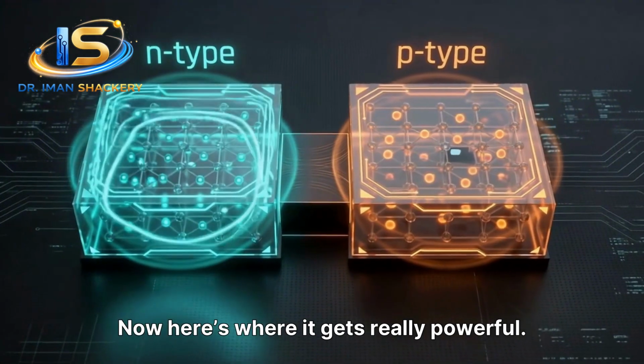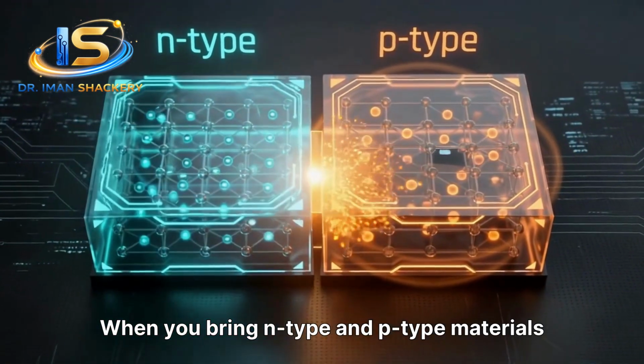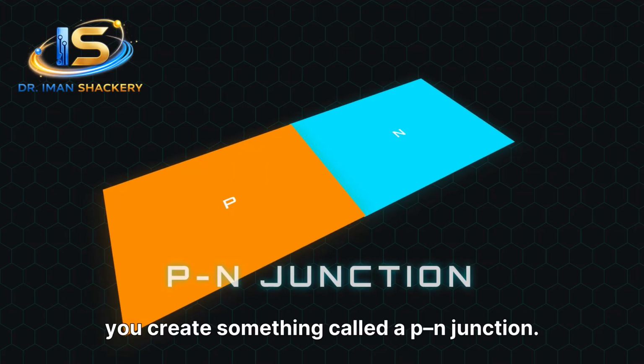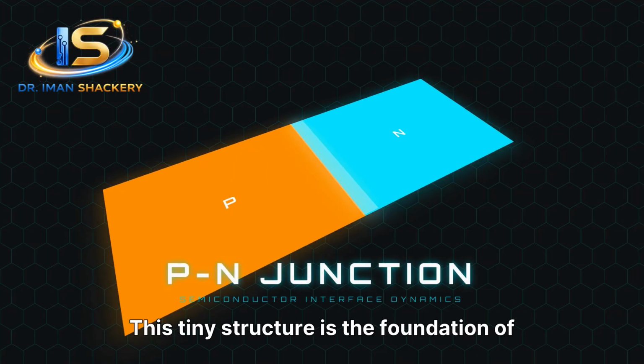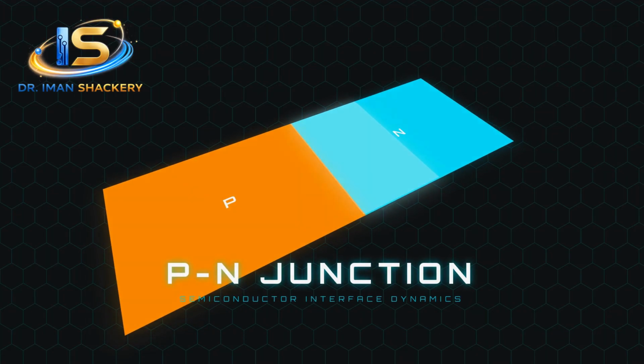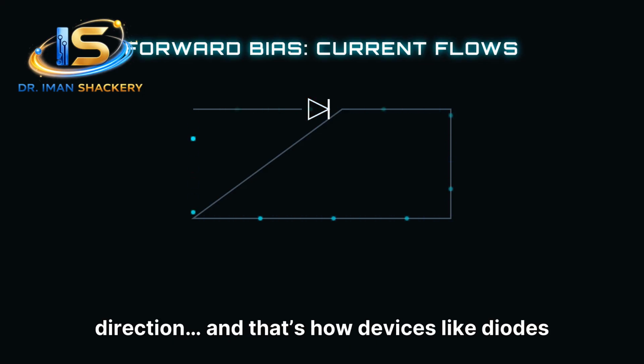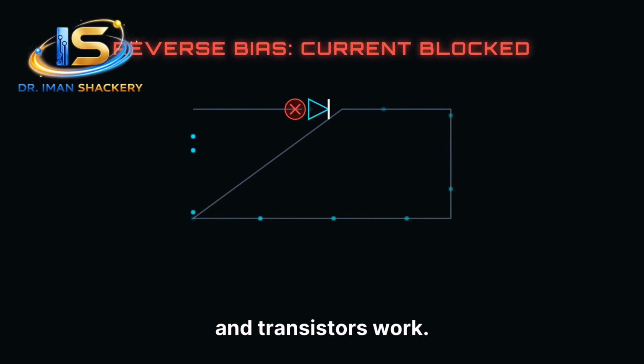Now, here's where it gets really powerful. When you bring N-type and P-type materials together, you create something called a p-n junction. This tiny structure is the foundation of almost all electronics. It allows current to flow in one direction, and that's how devices like diodes and transistors work.